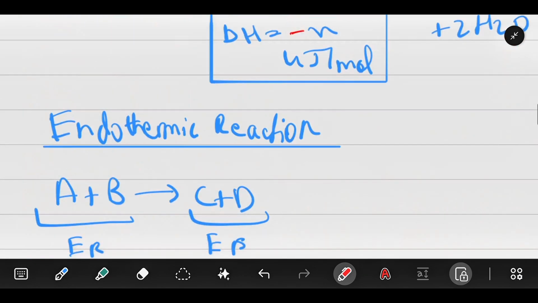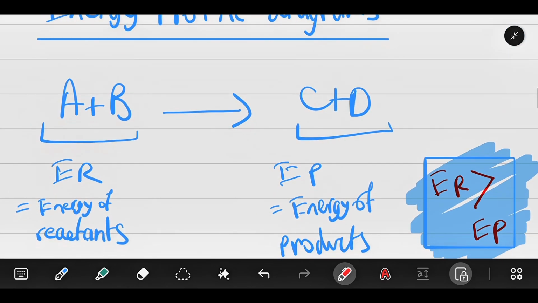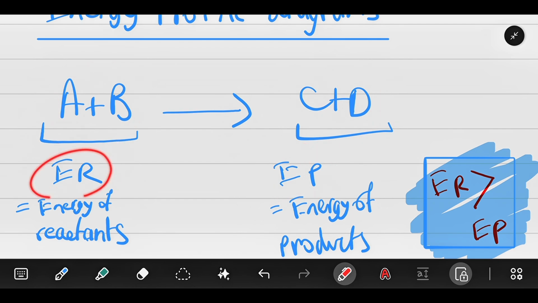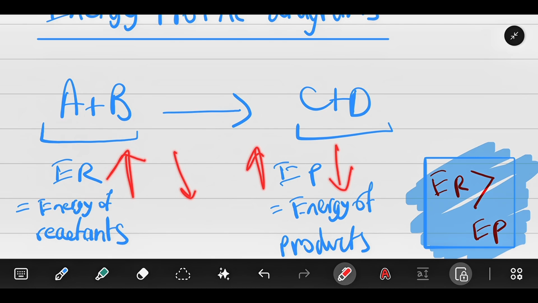So a quick recap of what we did in part 2. We discussed that particles have a certain energy present in them at all times. We gave them the title of energy of reactants and energy of products. We also discussed how the energy of the reactants and the products will never be equal. It will always be that the energy of reactants is more than the products, or the energy of products is more than the reactants.